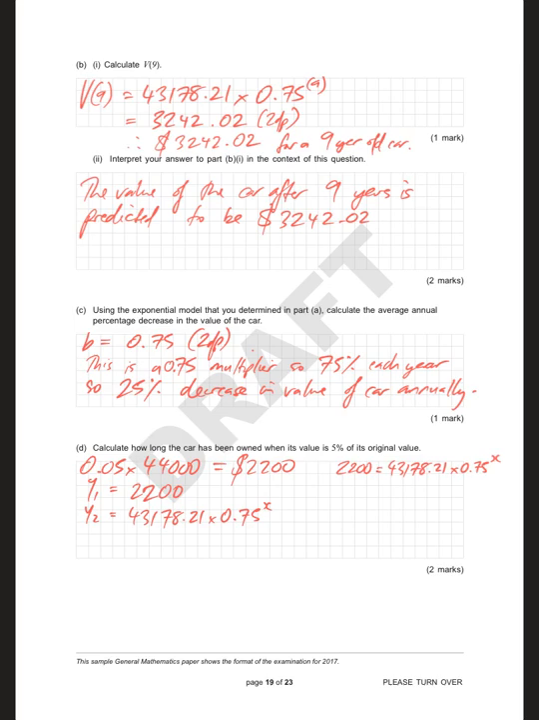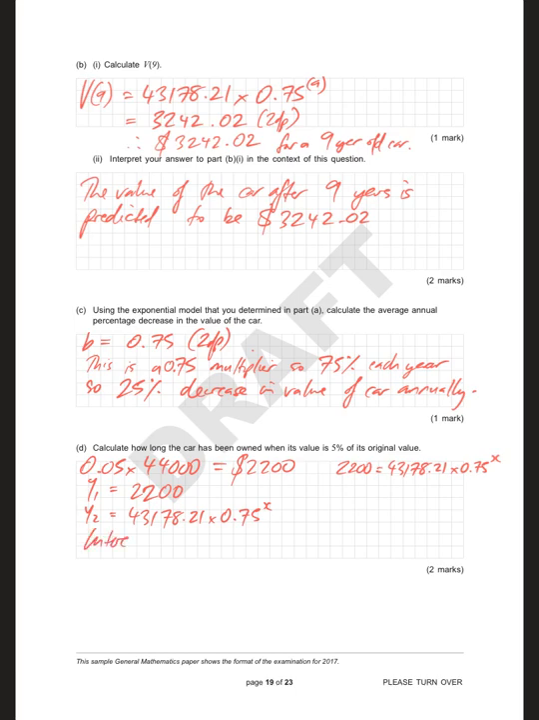So I'm going to press second trace, scroll down to 5 intersect. First curve is y is equal to 2,200. Second curve is y is equal to 43,178, etc. Guess. It doesn't find it. So I'm going to press zoom again, scroll down to 3, zoom out. I'm going to zoom out once. So it didn't find it because it couldn't find the intersection on the screen. It's definitely on the screen now, so I'm going to press second trace again. Scroll down to 5 intersect. First curve, second curve. Guess, enter.